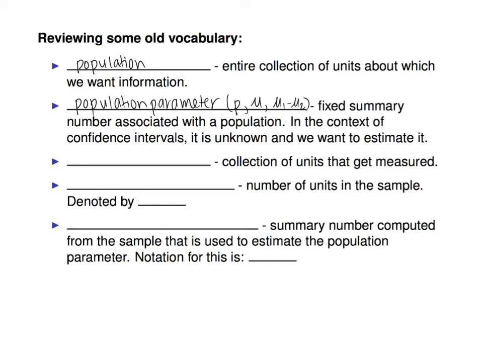The collection of units that actually get measured is called your sample. The sample size is the number of units in your sample, denoted by the letter n. And the summary number computed from the sample that's used to estimate the population parameter is the sample statistic, such as p hat, x bar, etc.